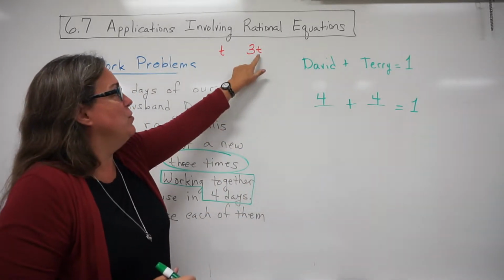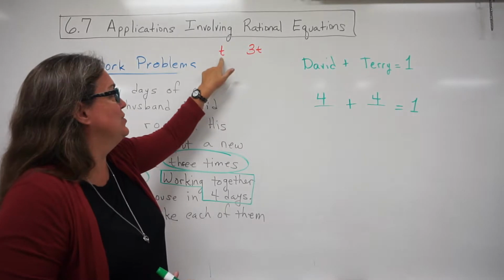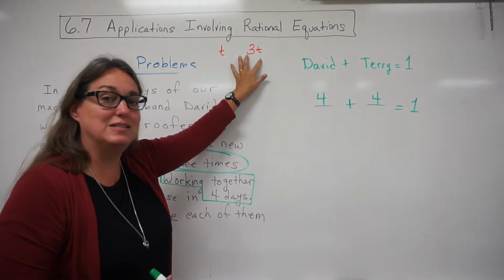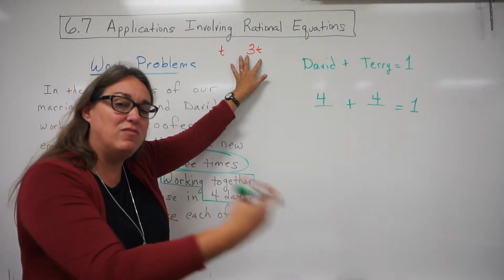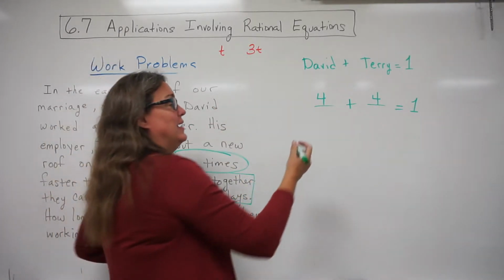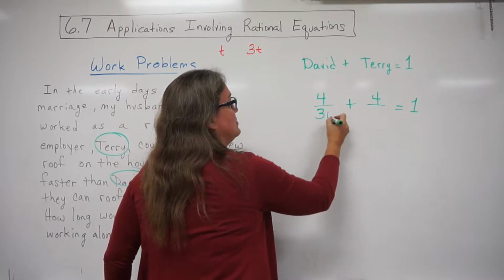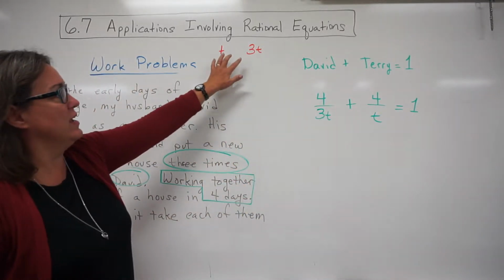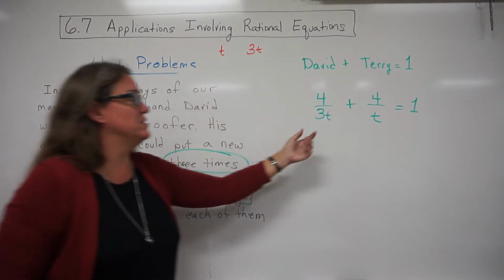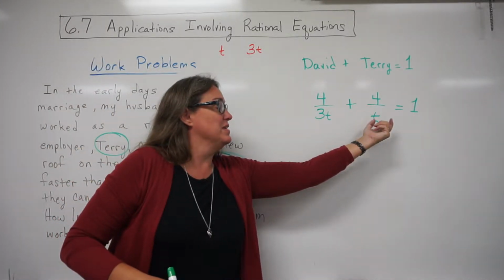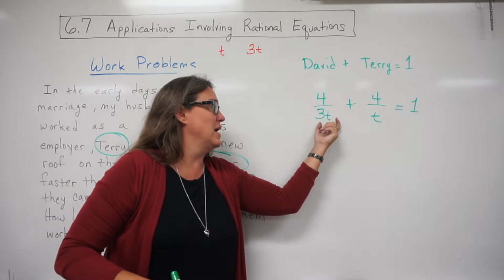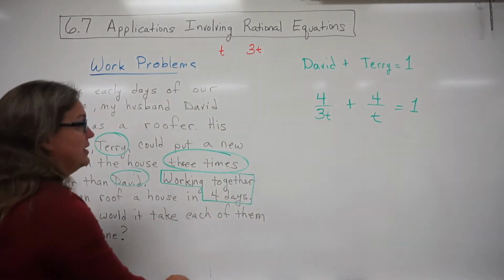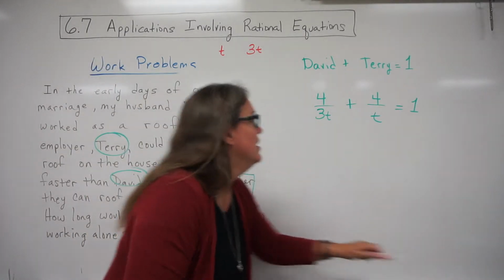But think about it. If you plug in 2 days here and 2 days here, isn't this person working 2 days and that person is working 6 days? David is the one who's slower. It takes him 3 times as long. And that's kind of tricky. People get very confused about this, so be careful with this. You're going to multiply the amount of time that it takes Terry by 3 to get the amount of time that it takes David, because David takes longer. He is slower. At least he was back in the day.